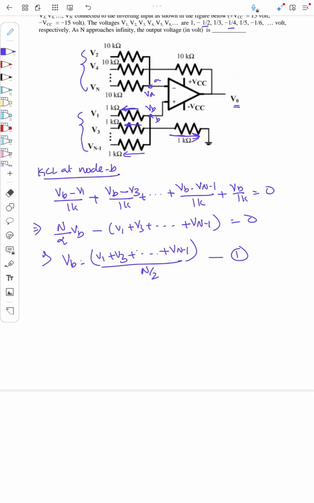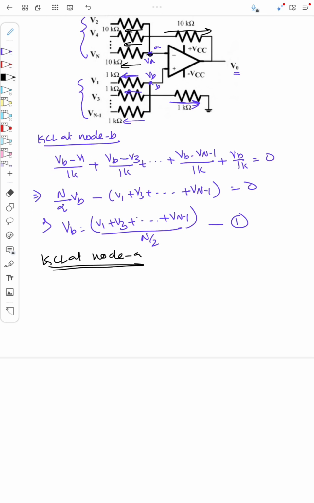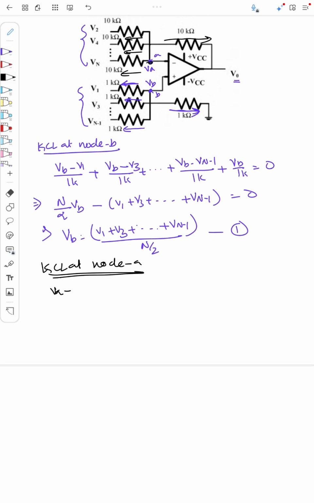Okay, now similarly I will apply KCL at node A, that is, at the inverting node. Here again, the net current is 0: this current plus etc., plus this current, plus the current through the feedback is equal to 0. Applying that, we can write VA minus V2 by 10k, that is the resistance, plus VA minus V4 by 10k, plus etc., plus VA minus Vn by 10k. So this is the current from the sources, plus the current through the feedback, that is VA minus V out, the voltage at this node, by 10k, is equal to 0.